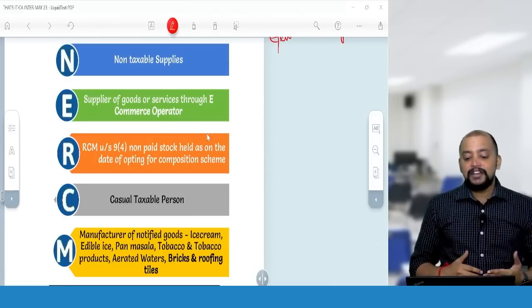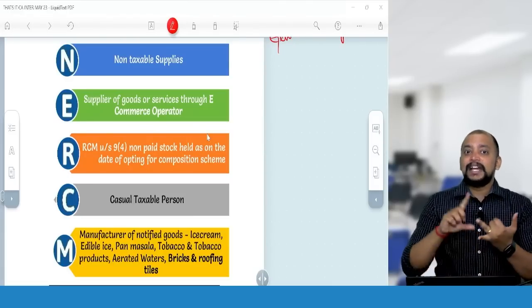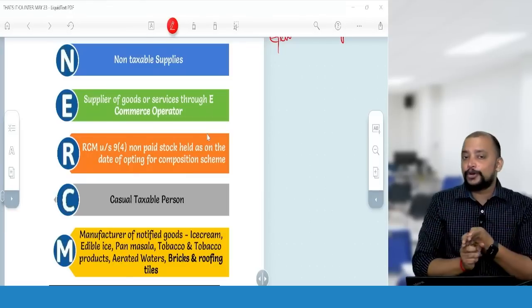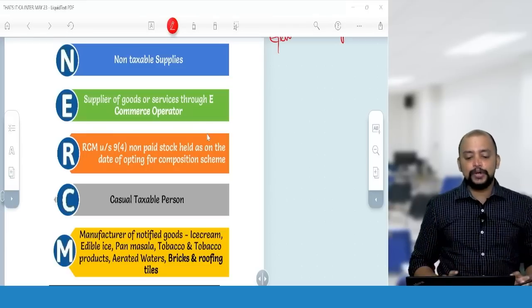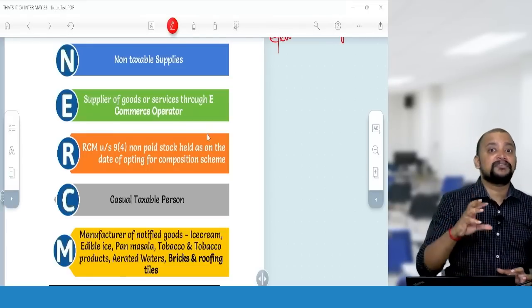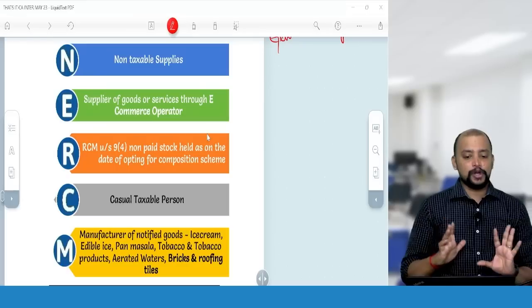Then M, manufacturer of notified goods. What are those notified goods? Ice cream, edible ice, pan masala, tobacco and tobacco products, aerated waters, bricks and roofing tiles. These are the notified goods. Only a manufacturer of these notified goods cannot opt for composition scheme. If they are a trader, they can opt for composition scheme.